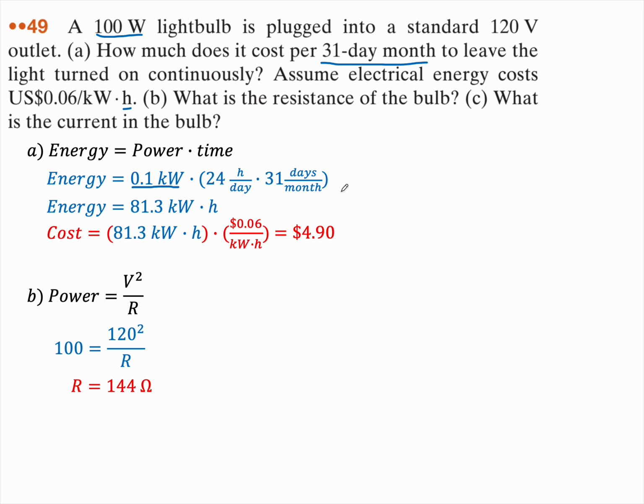Finally, for part C, what's the current in the bulb? I think actually this one's the easiest. I'm going to go back to the very basic definition of electrical power, which is current times voltage. In this case, we know the power, it's a 100-watt bulb. The voltage is 120 volts. Solving for the current then, we'll get the current is about 0.833 amps.